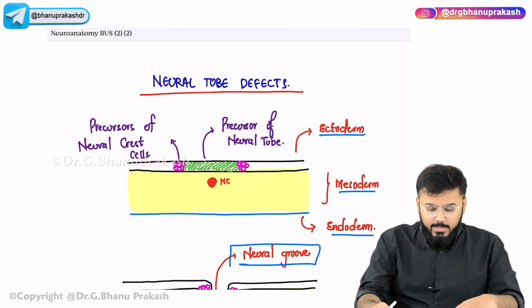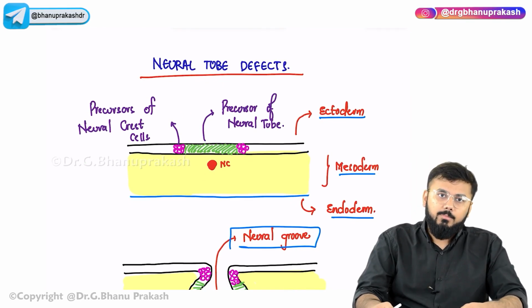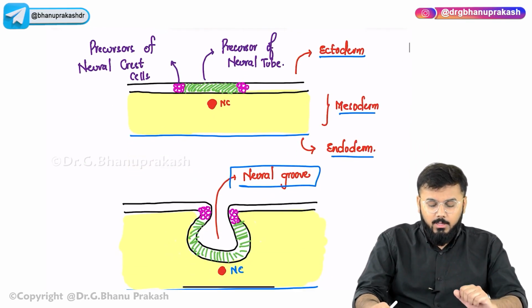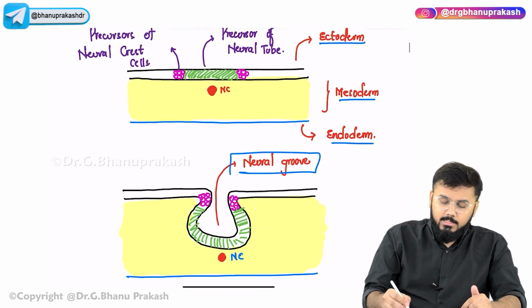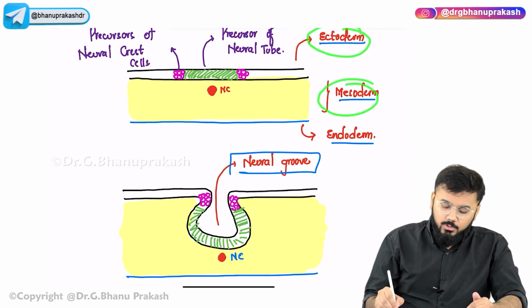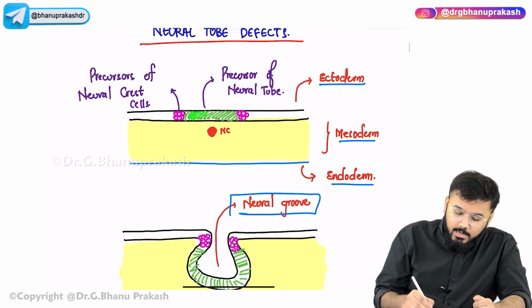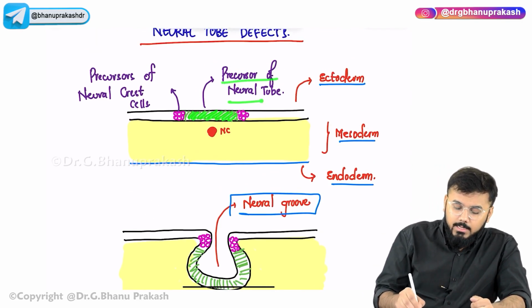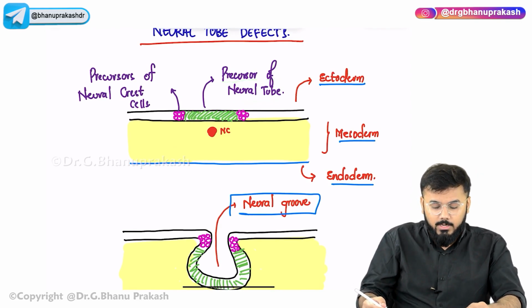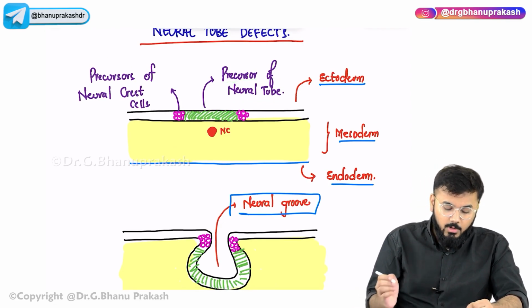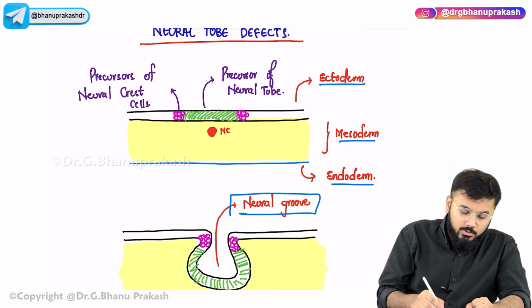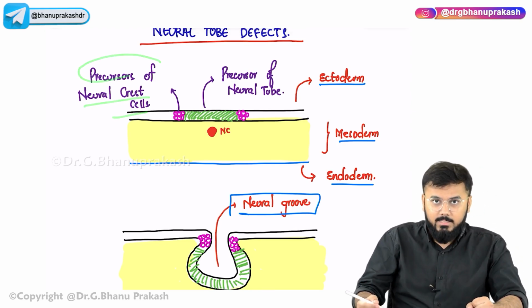Hello guys, so now let us start regarding the neuroanatomy. Let us start with the neural tube defects. All of you know that this is your ectoderm, this is your mesoderm and this is your endoderm, right? Now in the center, this green colored part, these are the precursors of your neural tube. On either side of these precursors, you have got precursors of neural crest cells.